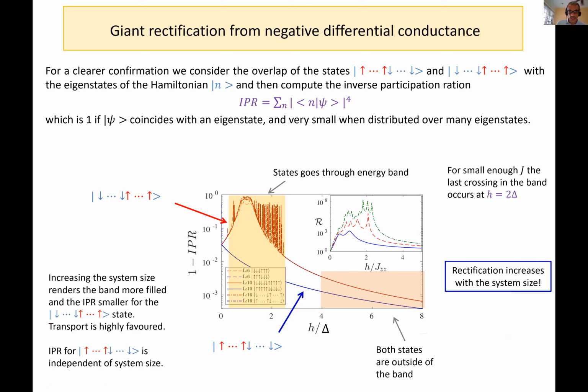And nicely enough, when we increase the system sizes, we can have very, very strong rectification in these regions, as we've shown with this example, even with just 8 spins.